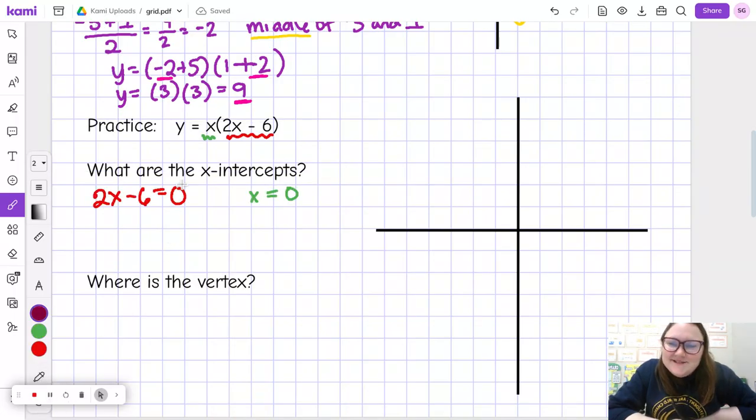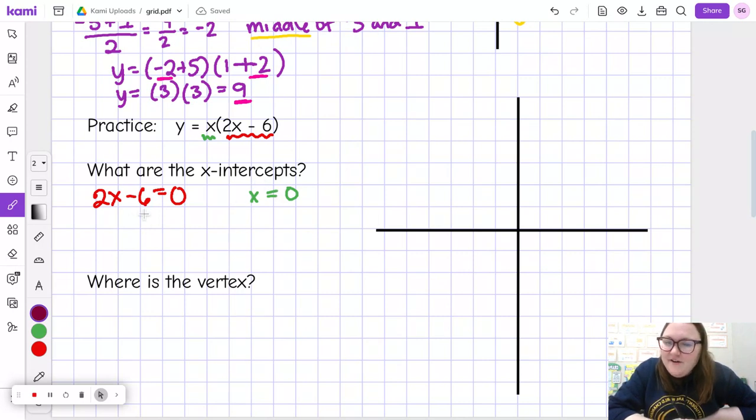I went ahead and I got it started for us. So we said to find the x-intercepts, you're setting each factor equal to 0. So for here, the 2x minus 6 in parentheses, I set that equal to 0. And then our other factor is just x. So that one's already solved for us. That one's going to be x equals 0.